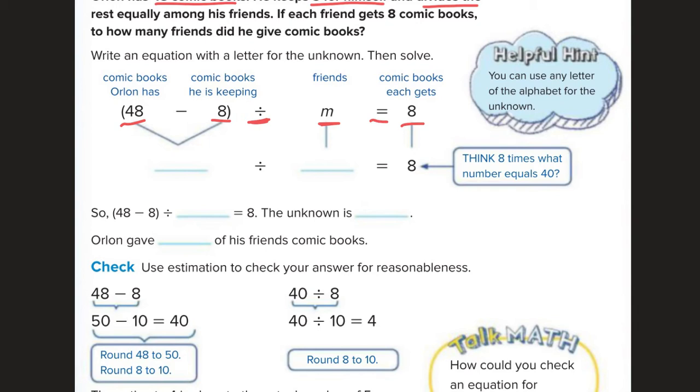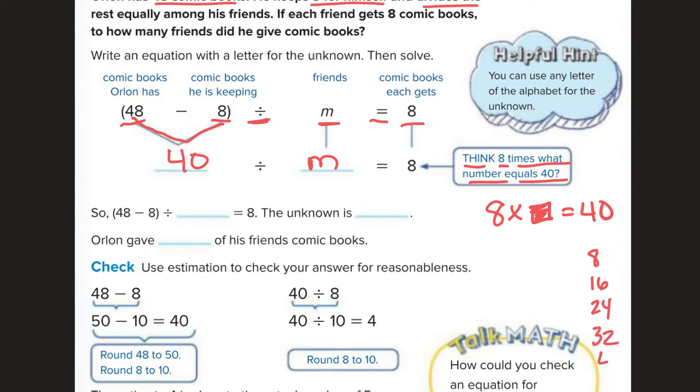So let's first figure out 48 minus 8 is 40. Divided by an unknown is equal to 8. So I could think 8 times what number is equal to 40. I could do my multiples of 8, or maybe I already know it's 5. 1, 2, 3, 4, 5. So that means that m is 5. 40 divided by 5 is equal to 8. The unknown is 5. He has 5 friends, guys. So Orlando gave 5 of his friends comic books. That was very nice of him.